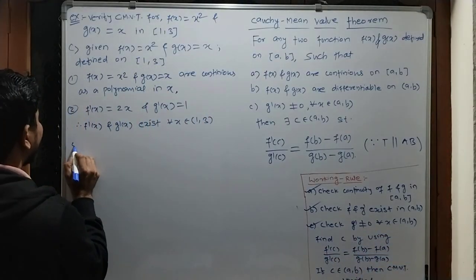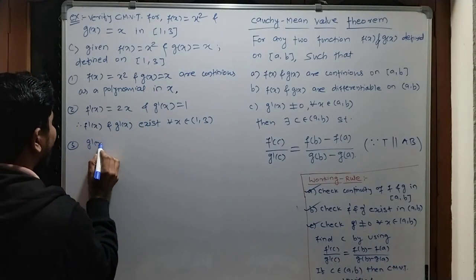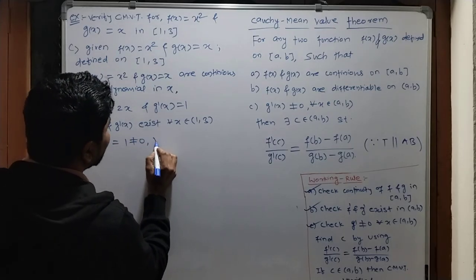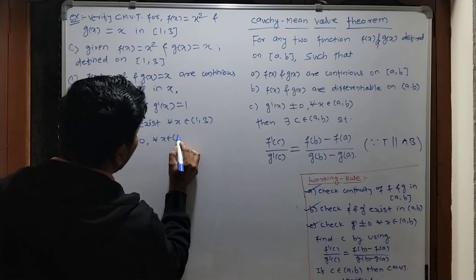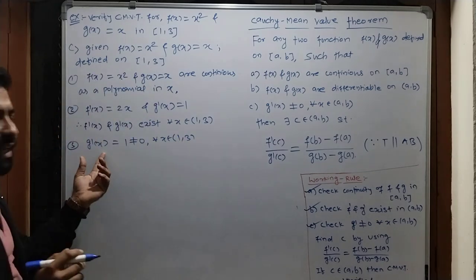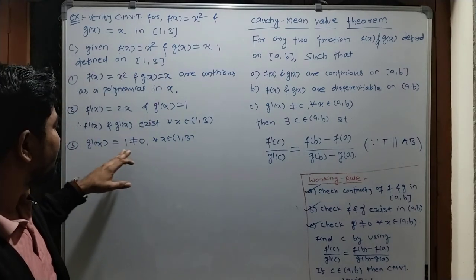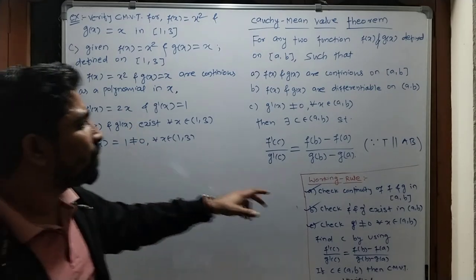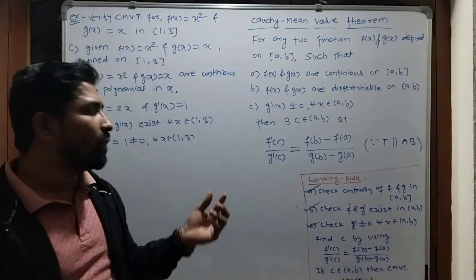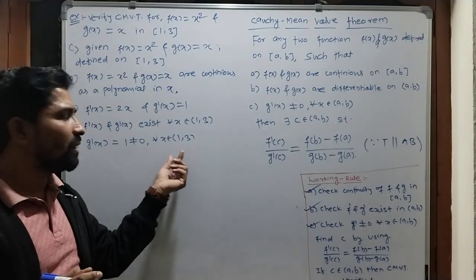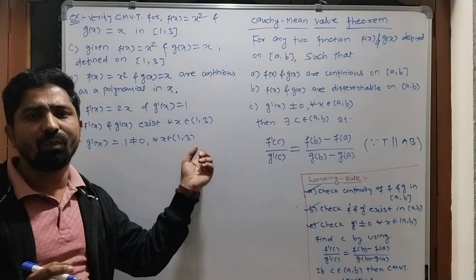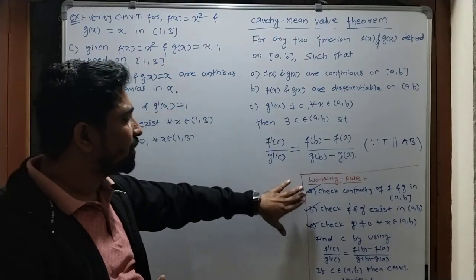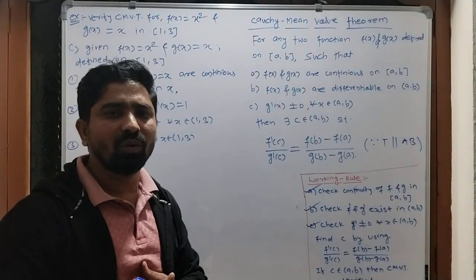Now here the third condition: g'(x) is equal to 1, which is never 0 for any value, so for all x belongs to the open interval 1 to 3. Here g'(x) equal to 1 is a constant function, so this is never 0 for any x. But we have to check for the open interval 1 to 3. If it is not 0 for any x, then it is not 0 for x belongs to this open interval 1 to 3. So here the given functions f and g satisfy the three conditions of the Cauchy mean value theorem.